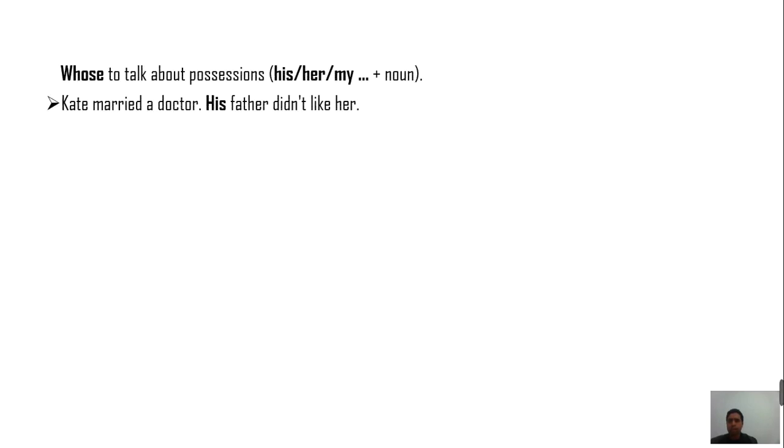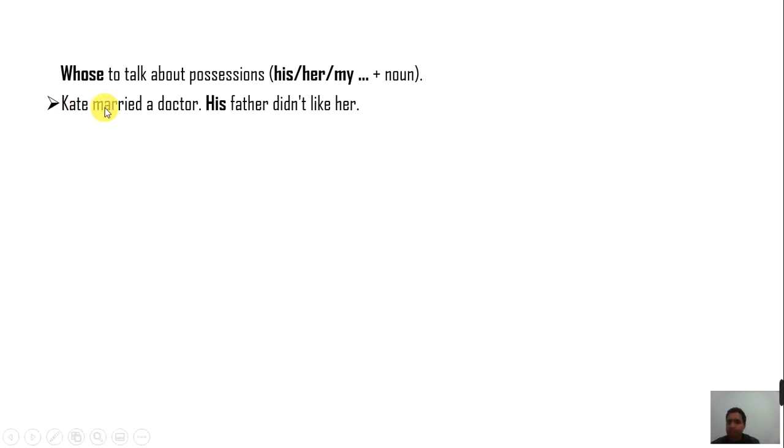Now we have whose, where, and when, and also why. So whose: we use it to talk about possessions, as I already mentioned in the previous slides. When we use whose, we have most of the time the possessive adjectives, which are my, your, his, her, its, our, your, and their, followed by a noun.